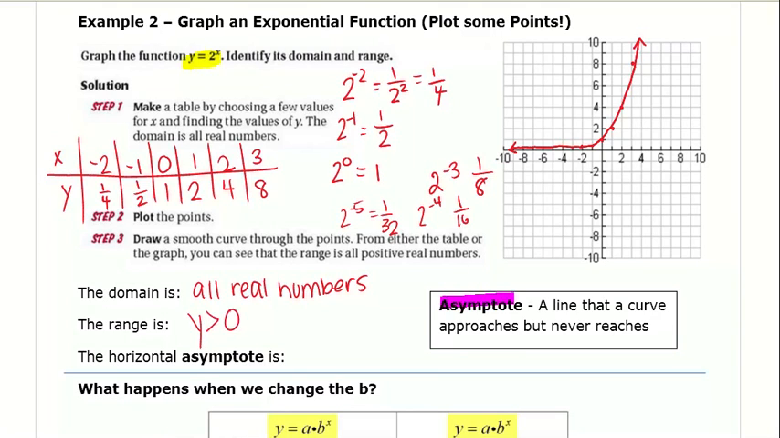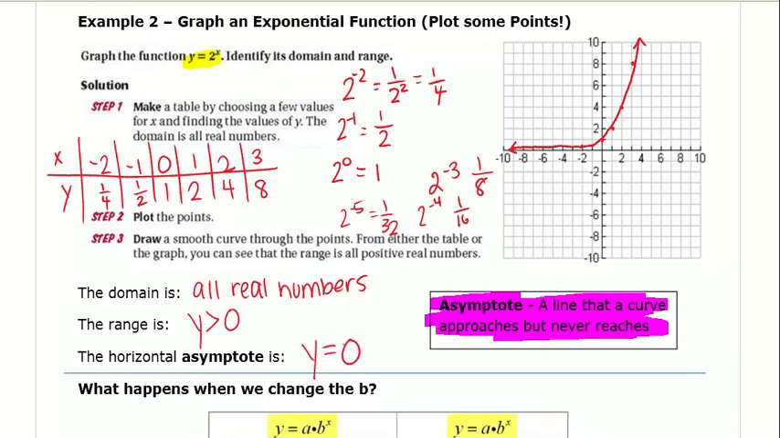And we have a new vocab word, an asymptote. It's a line that a curve approaches but never reaches. So we said it's getting really, really close to that x-axis, but it's never going to touch it. So the x-axis in this case is actually our asymptote. And if we want to write an equation that represents the x-axis, well, that would be y equals 0. All exponential functions are going to have an asymptote. And as you get further along, as you get into algebra 2, there's going to be other types of functions that will also have asymptotes. So asymptote is a line that a curve approaches but never reaches.